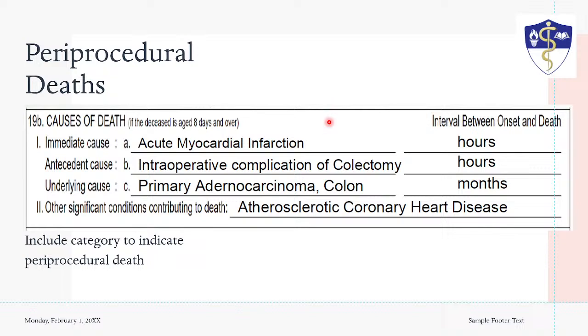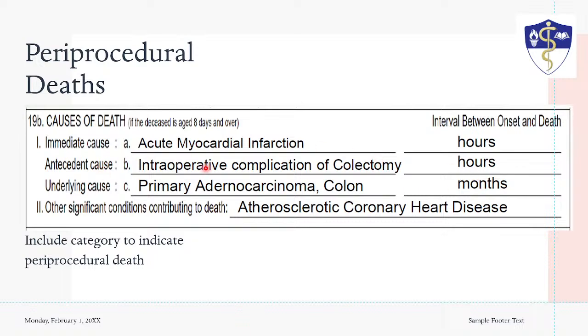Next. Here is an example, just so you can see. These are the examples that you can keep. You can print it, keep it, put it in your tablet, so that if you get a chance to write down a cause of death, you use this as the format. So you place the antecedent cause as the procedure: intraoperative complication of colectomy. This is what happened to the patient, the colectomy.